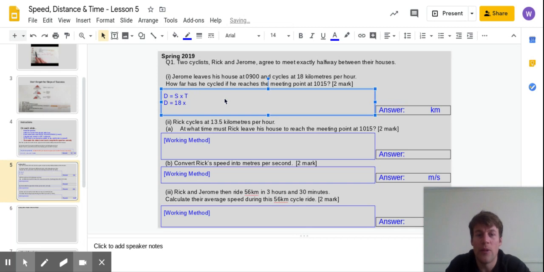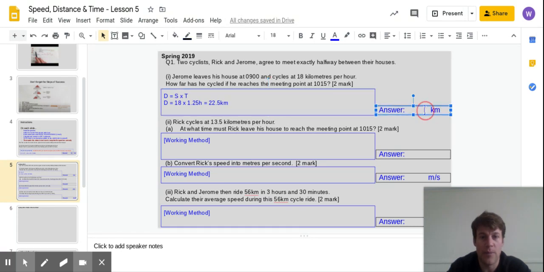And the time, well, they haven't actually given me the length of time. They've given me two times of day. So 9 o'clock to 10:15, that's an hour and 15. An hour and 15 is 1.25 decimal hours. 15 divided by 60 is 0.25. Then all I've got to do is times that together, and I get 22.5. And it's going to be kilometers, distance in kilometers, because it's kilometers per hour.